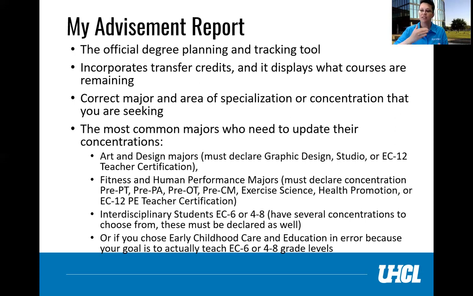Tell us what level, EC through 6 or 4 through 8, and then also what concentration you want to do. So for example, EC through 6 has early childhood as a concentration. They have ESL, which is English as a second language. They have bilingual, they have reading, they have special ed. So again, depending on what you want to do, what you want to specialize in, we need to know that so we can update that so that your advisement report pulls up your information correctly.